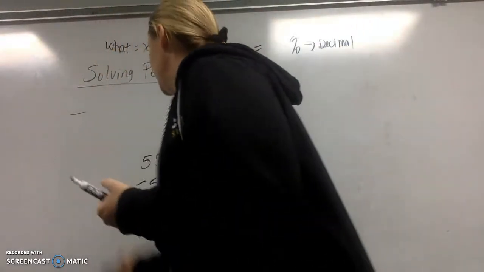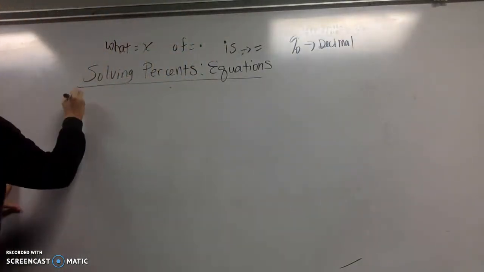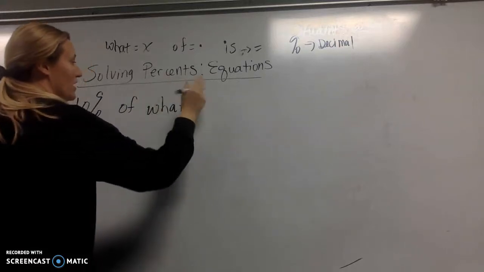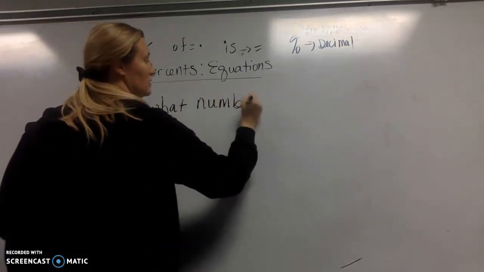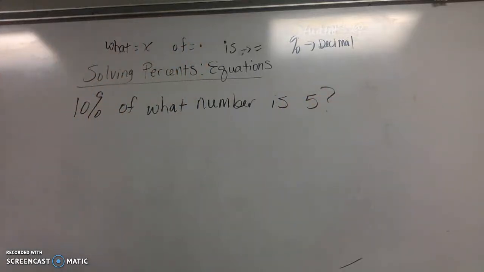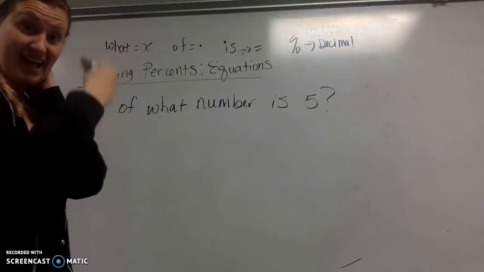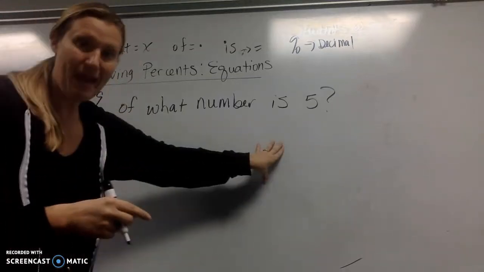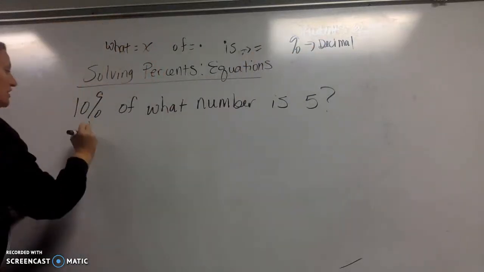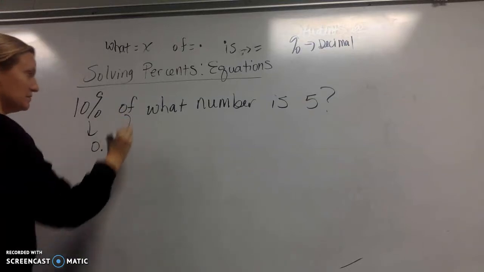Okay, one more. 10% of what number is 5? Okay, so again, I don't have to think about, am I finding a part, am I finding a whole, am I finding a percent? I can just rewrite this mathematically instead of in words. Again, I have to change my percent to a decimal. So 10% becomes 0.1. Of becomes times.